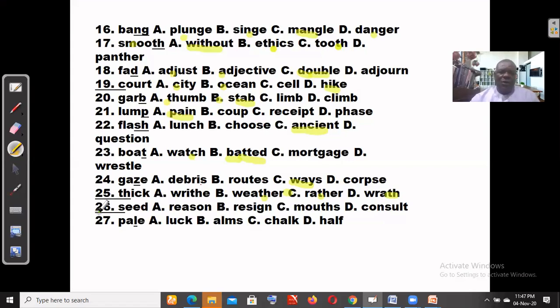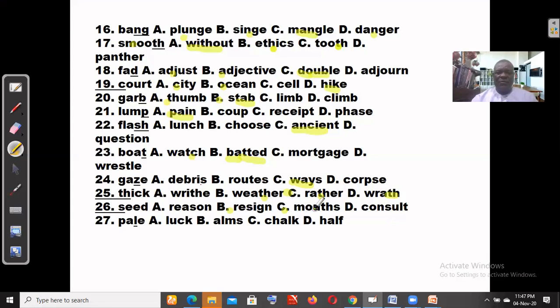All right, so here we have question 26, and the word given is seed. Underlying letter is S, representing the sound S. We are looking for the sound S. Option A is reason. Even though we have S, the S in reason is pronounced Z. Then option B is resign. Even though we have S, it is pronounced Z.